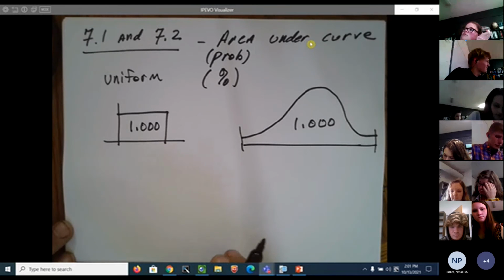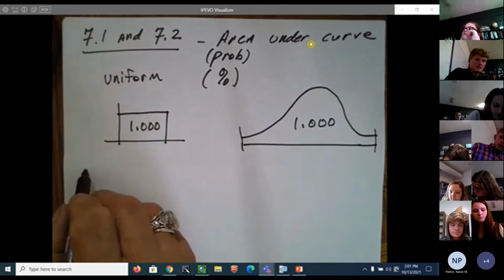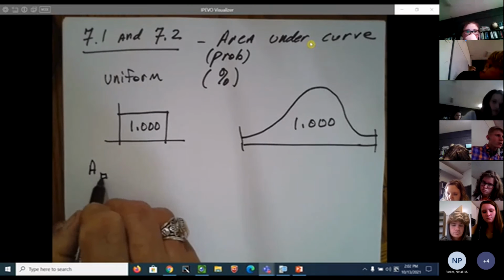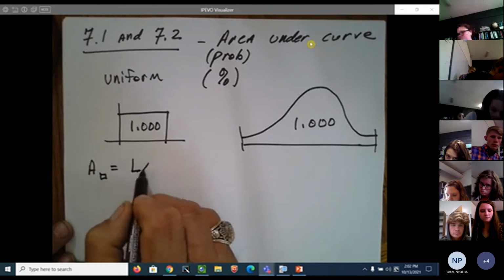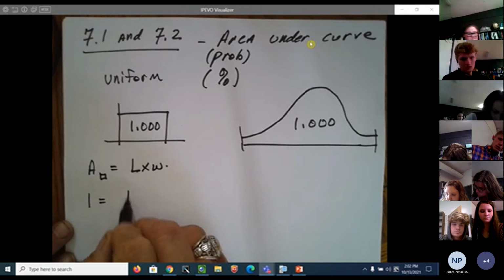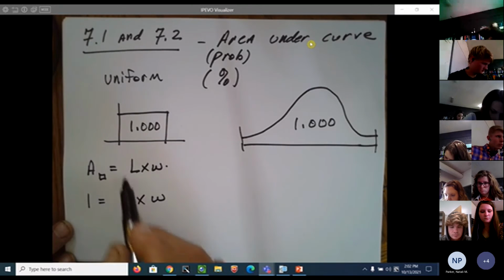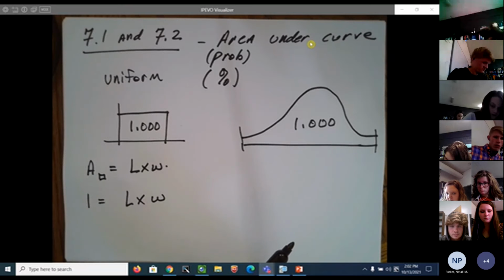Okay? To find the area of a uniform curve, you're going to use length times width. Area of a rectangle equals length times width. So 1 is going to equal length times width. They'll give you one or the other, and you can find the length or the width depending on which they give you.